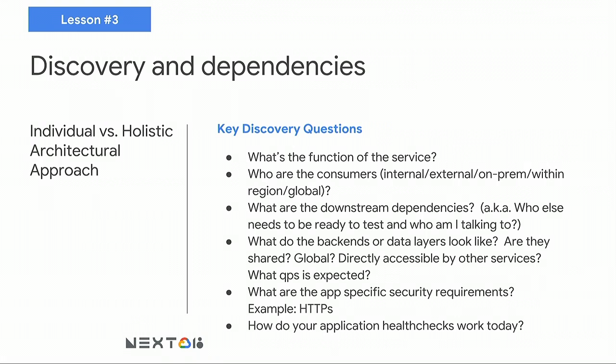So we did this for about 45 or so applications vertically, asking questions such as, what's the function of the service at a basic level? Who are the consumers? Where are they located? So that way we can make sure that we are able to facilitate the connectivity. For example, are the services communicating internally? Are they external consumers? Are they on premises with the customer? Are they within the same region? Are they globally located? So there's a lot of variations here, and it also helped us understand what that would look like when we would test eventually.